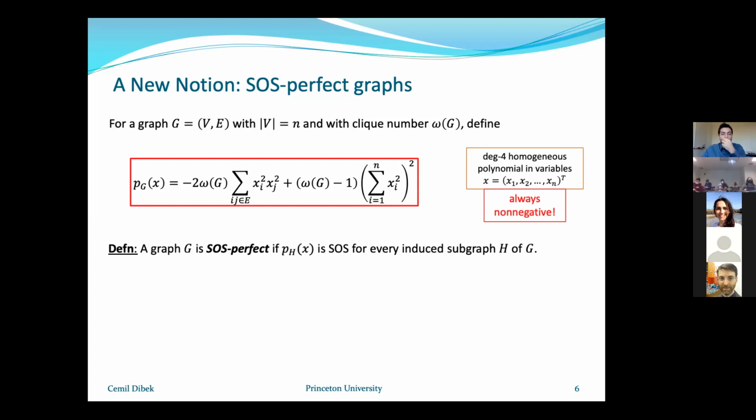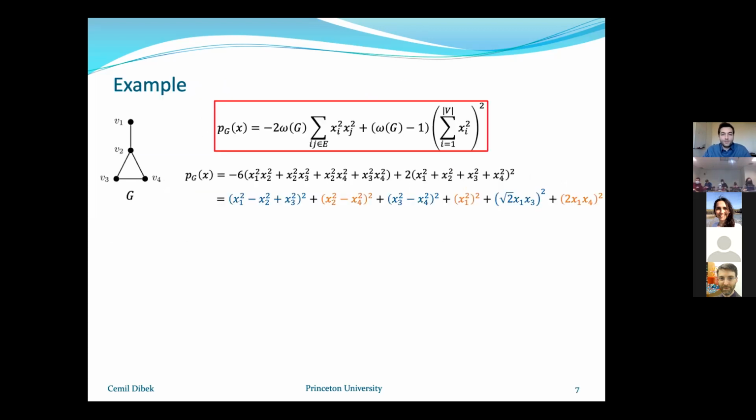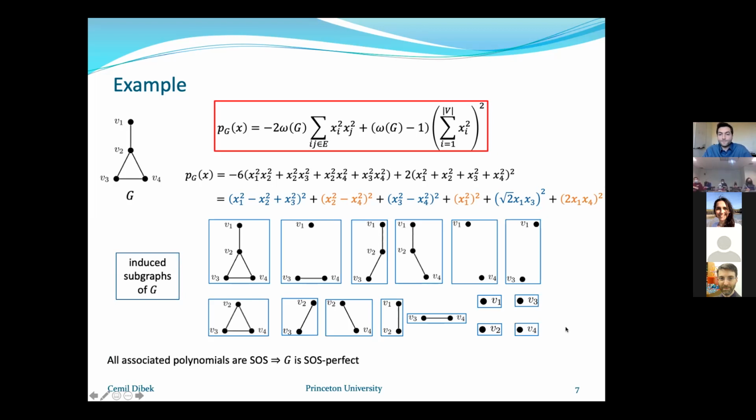Okay, so this is the definition of being SOS perfect. Let me maybe show you a quick example. So here is a graph G, and here is our polynomial PG(x). If you write this polynomial for this graph G, you open this, and we can easily show that it is actually SOS. Here is a sum of squares decomposition. Well, then you have to do this for every induced subgraph. And if they are all SOS, such a graph is called SOS perfect.